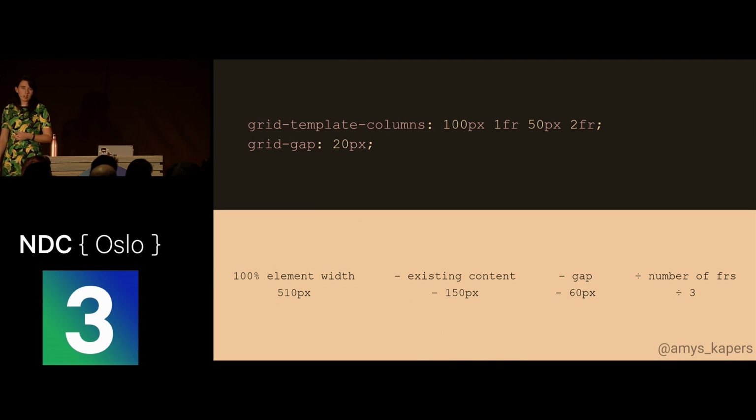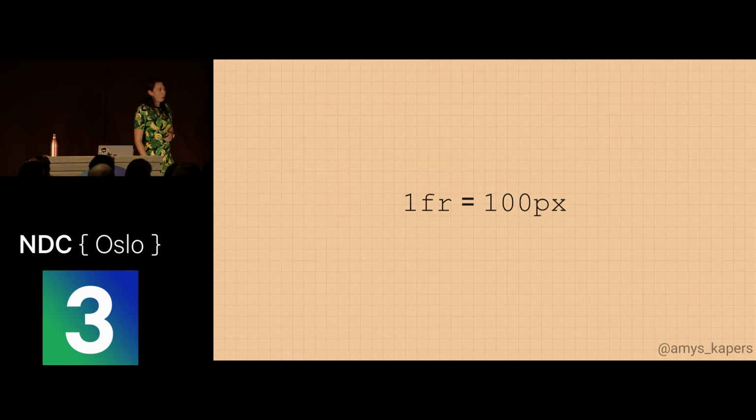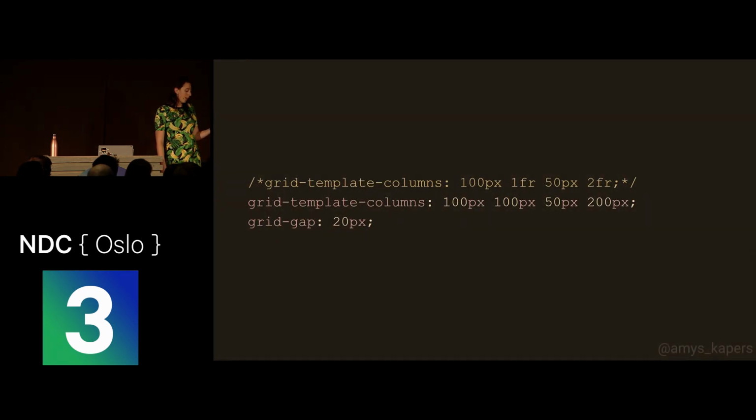Anybody following along? Anyone able to do maths at this point in the afternoon? 1 FR equals 100 pixels. What this would then do is it would go, so this grid template columns would be 100 pixels, 100 pixels, 50 pixels, 200 pixels. The 1FR gets 100 pixels and the 2FR gets 200 pixels because it's twice as wide.